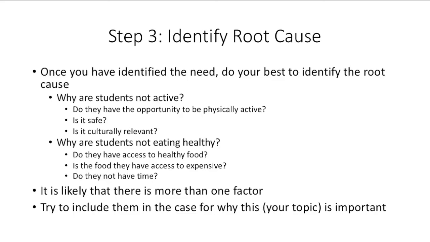Maybe it's that food that they have access to is too expensive. So there is bananas, there is apples, there is carrots and celery, but it's way too expensive for them to afford. Maybe they don't have time to eat healthy. All of these things are important to understand, and identifying the root cause of the issue is going to help you then make a decision about what you actually need to do for your grant.